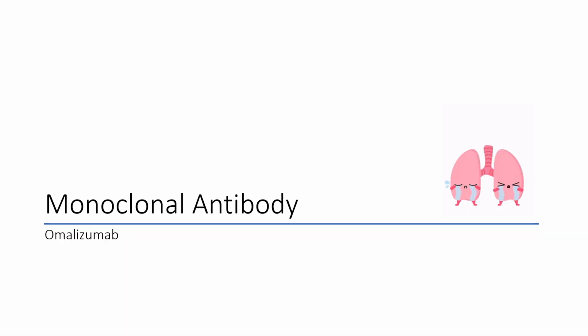Let us now move on to omalizumab. Omalizumab is a recombinant humanized monoclonal antibody against human immunoglobulin E, or IgE. It is a treatment option for patients with moderate to severe allergic asthma whose asthma is poorly controlled by corticosteroids and long-acting beta-2 agonist bronchodilators.